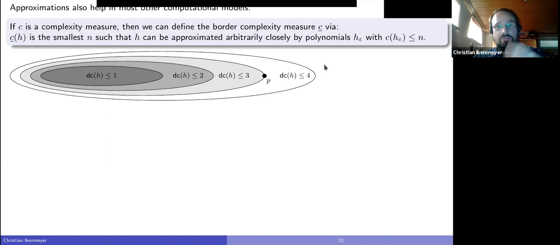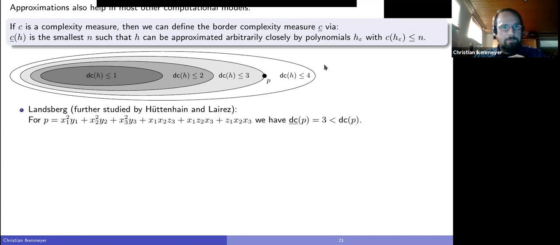And yeah, this has been done, and it also has been studied. Very small cases have been studied. And Landsberg found a polynomial P, this polynomial here in 9 variables, that indeed has a border determinantal complexity in this case of 3, but its determinantal complexity is not 3.